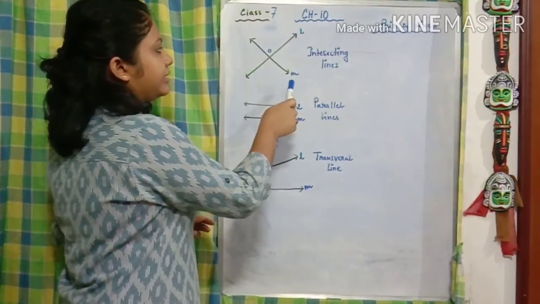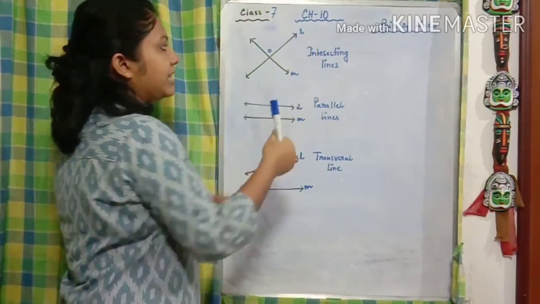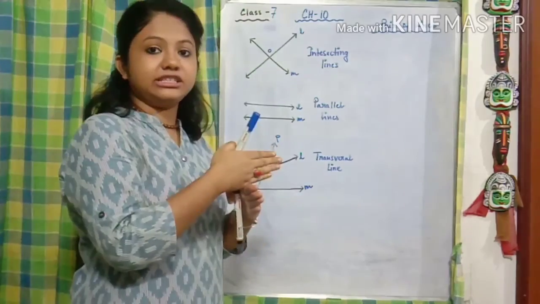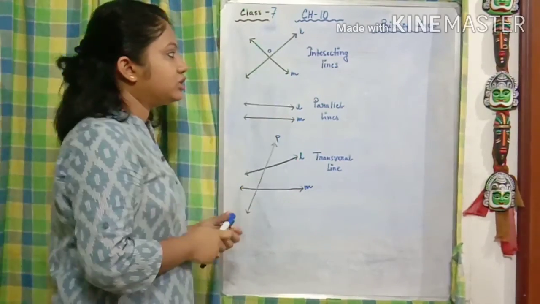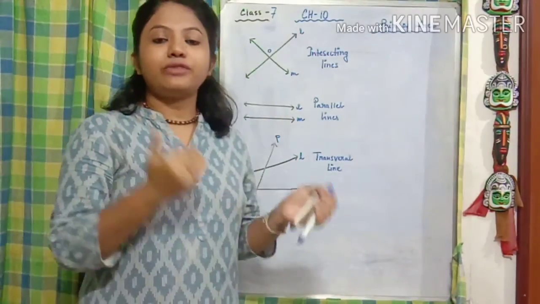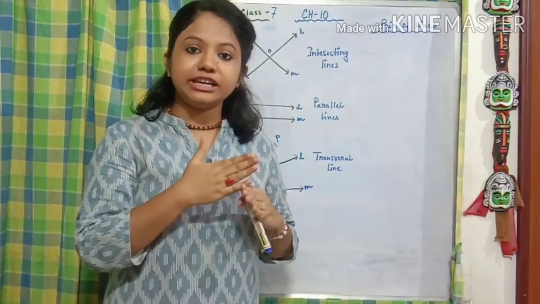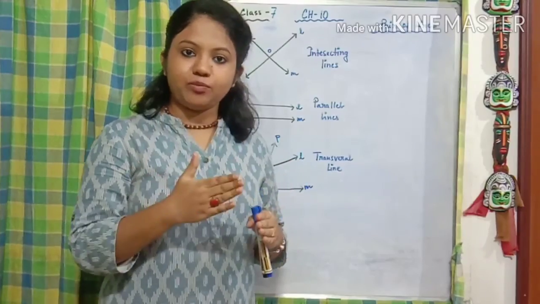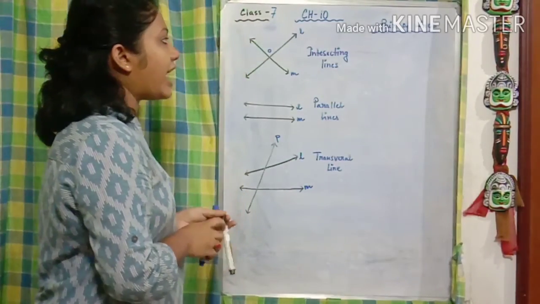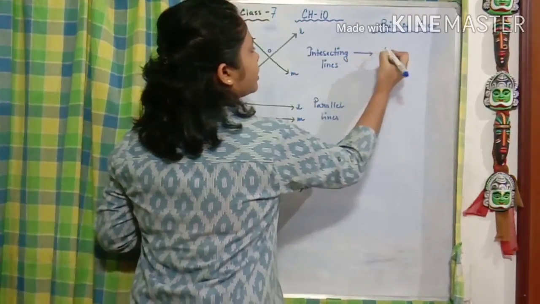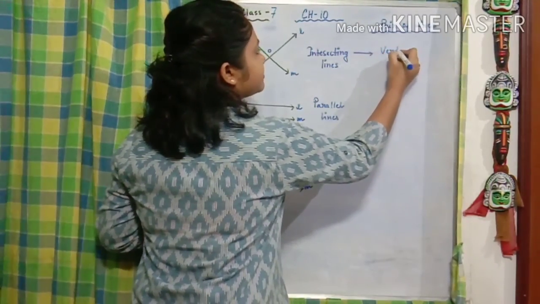Two lines are there, that is L and M, and they are intersecting each other, or crossing each other at the point O. So what kind of lines are they? Intersecting lines, because they are intersecting each other at a definite point. Now what kind of angles can they make? From here we can find vertically opposite angles.